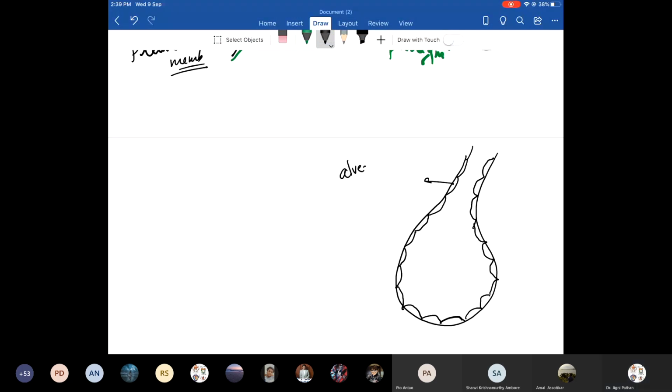Alveoli, simple squamous. Do you want me to write it down or SS? I've written SS, epithelial cells. These cells are called pneumocytes. The cells of alveoli are called pneumocytes.